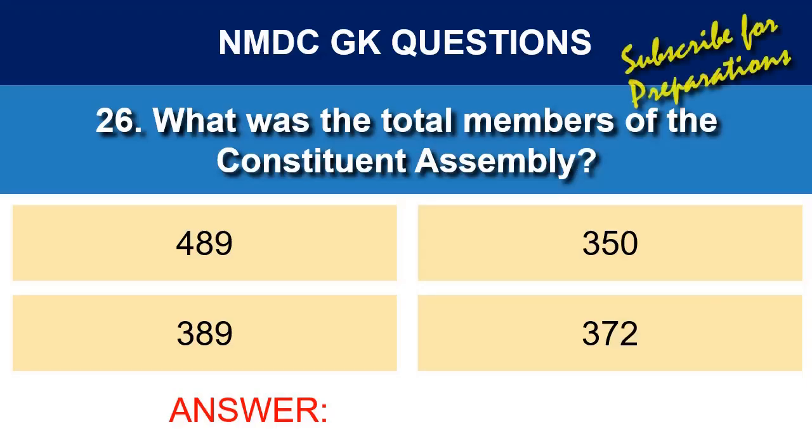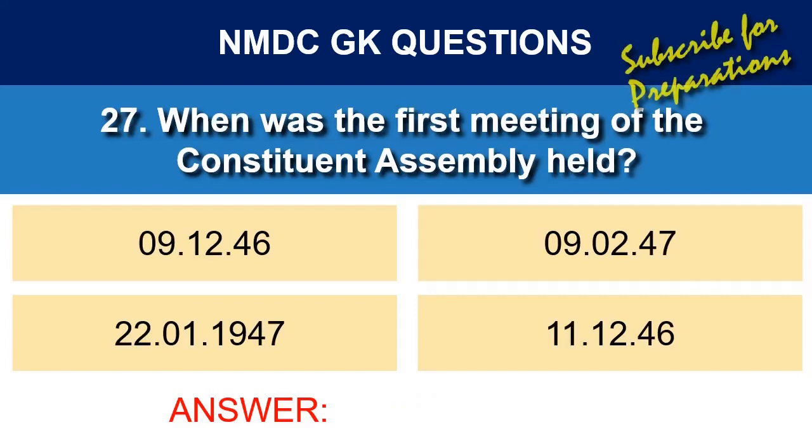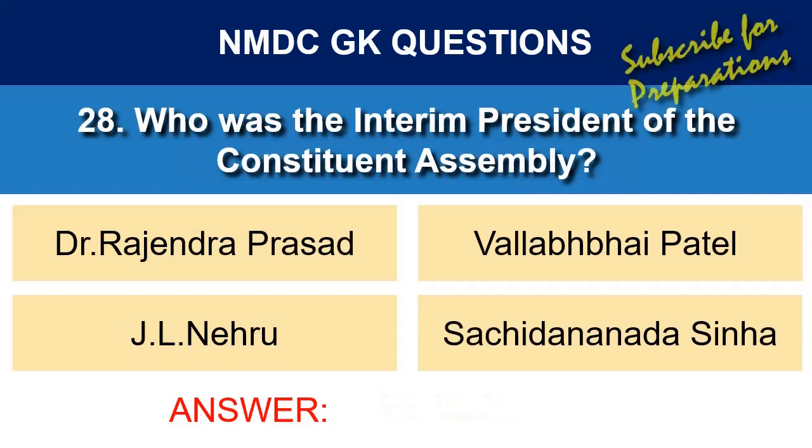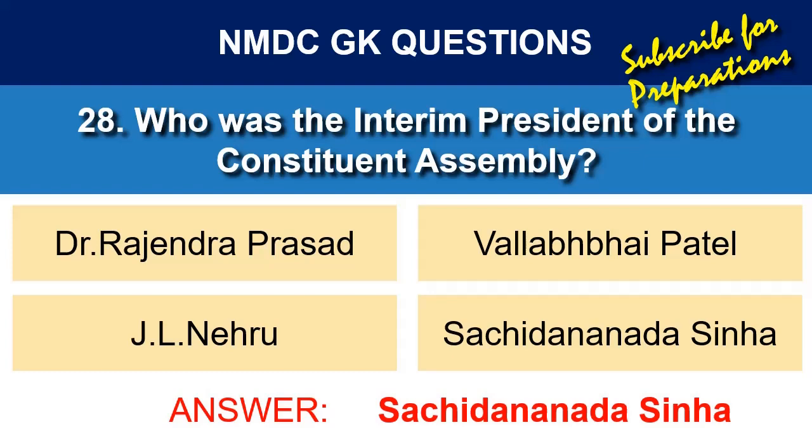What was the total members of the Constituent Assembly? (389). When was the first meeting of the Constituent Assembly held? 9th December 1946. Who was the interim president of the Constituent Assembly? Sachidananda Sinha.